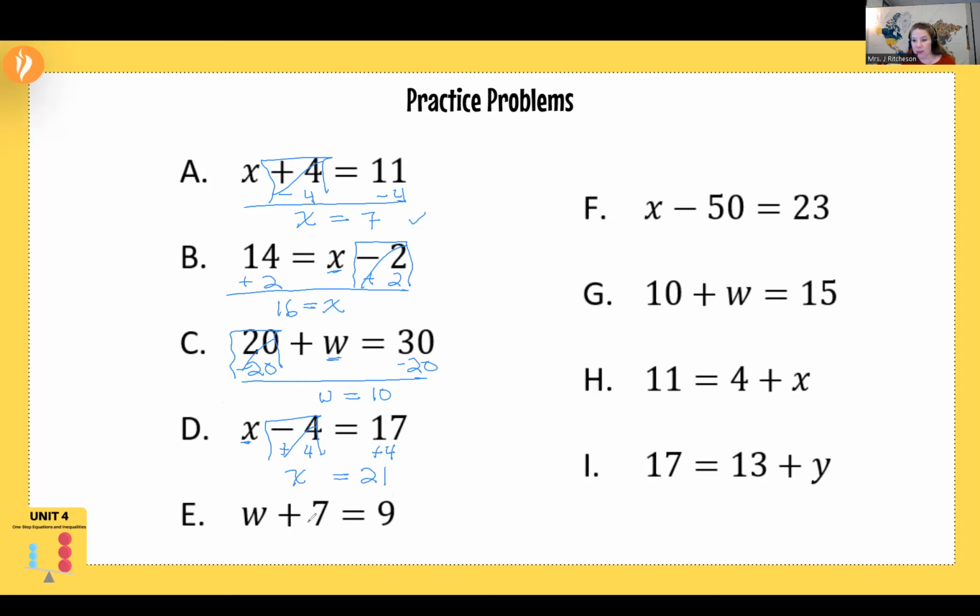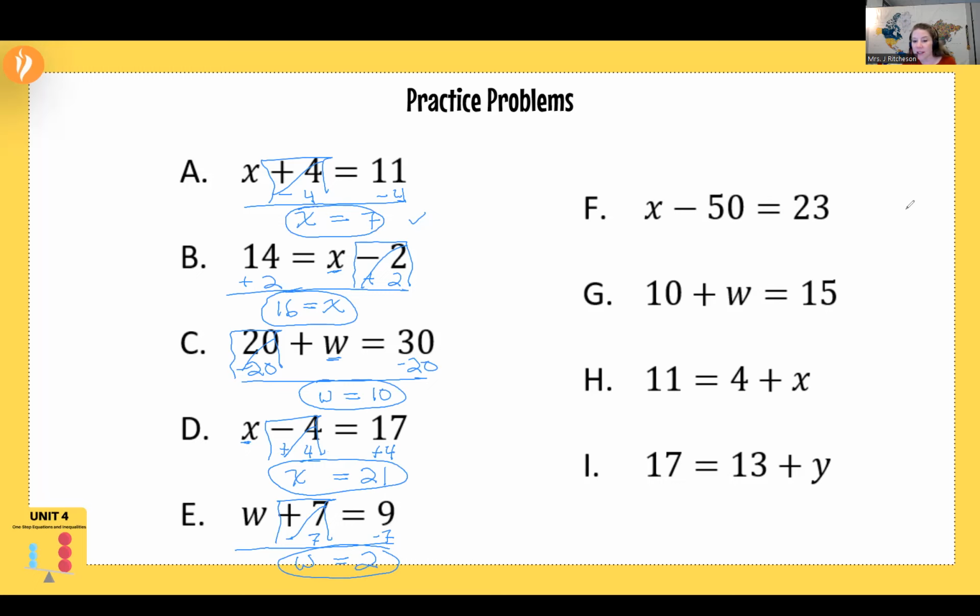W plus 7, what's the opposite of plus 7? The opposite of plus 7 is minus 7. So our 7s are gone. We're left with W is equal to 2. It'd be easier to find these if I circle the answer. That's a good practice. Once you're done solving equations, always circle your answer because there's a lot of work involved in these sometimes.